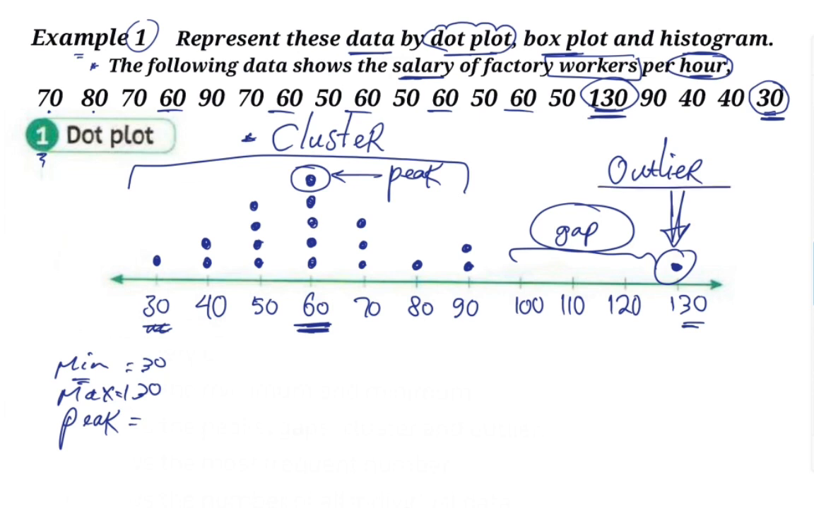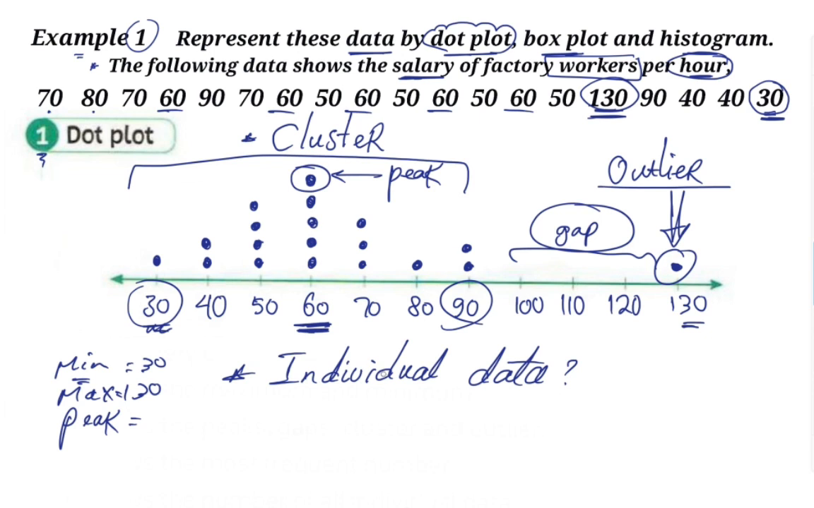Also, about the dot plot, you should know that I use this dot plot if I have individual data. What is individual data? Individual data means every worker gets paid 30. How many? Just one worker. How many workers get paid 90? 2 workers. How many workers get paid 50? 4 workers. This is called individual data.